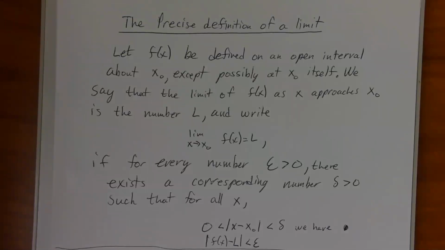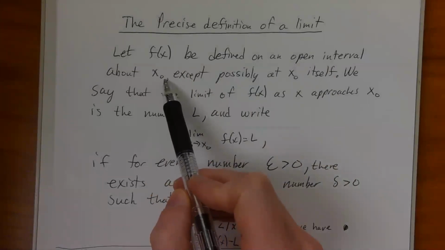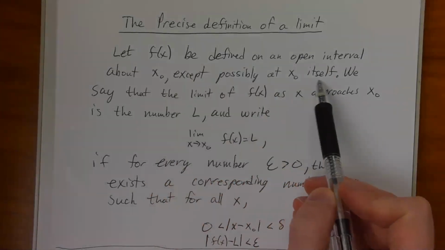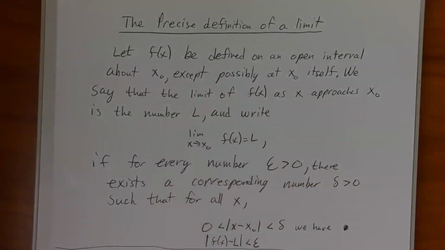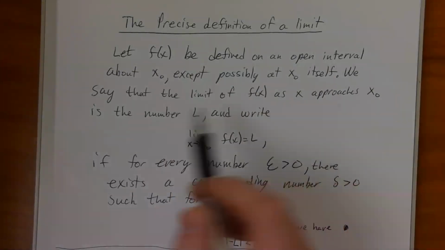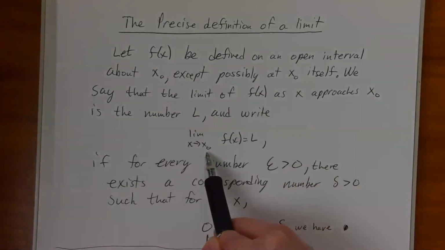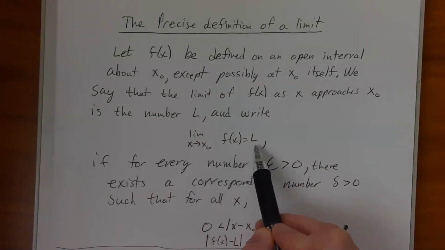All right, so let's get started with this actual definition. We're going to let f of x be defined on an open interval about x naught, except possibly at x naught itself. And that's okay, because for a limit, we don't care what happens exactly at x naught. We only care what happens right around that value. So we say that the limit of f of x as x approaches x naught is the number L, and we write the limit as x approaches x naught of f of x is equal to L.